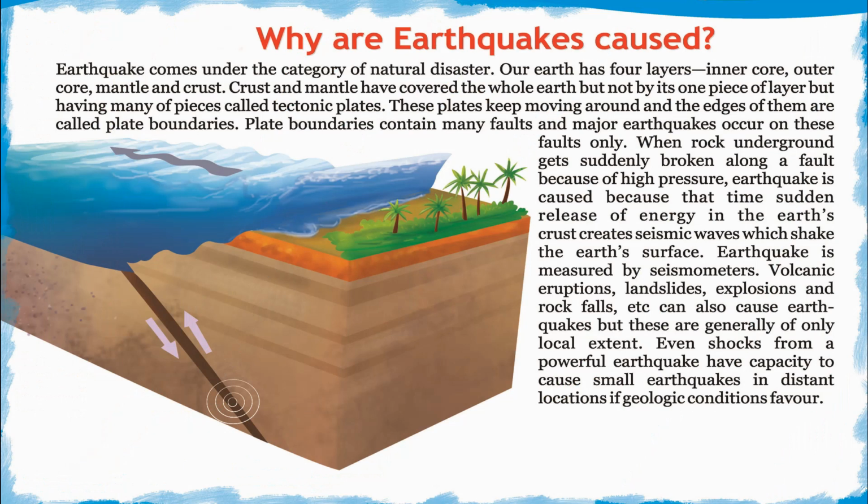Earthquakes caused? Earthquake comes under the category of natural disaster. Our earth has 4 layers: inner core, outer core, mantle, and crust. Crust and mantle have covered the whole earth, but not by one piece of layer, but by many pieces called tectonic plates. These plates keep moving around, and the edges of them are called plate boundaries.